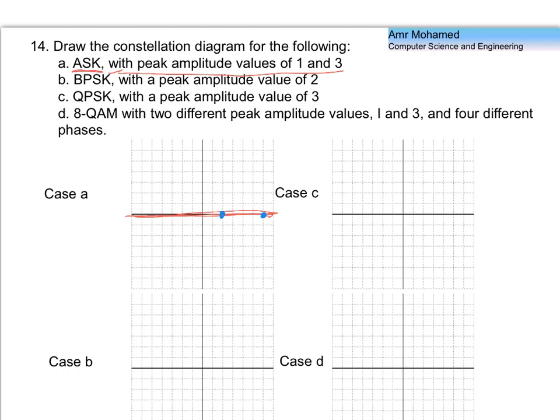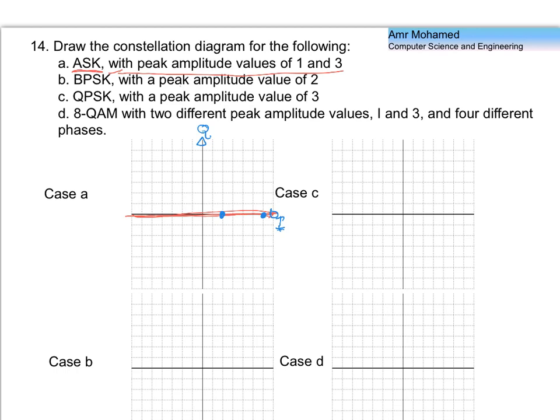So for binary PSK, we represent... You have a question? The y-axis is the Q. So this is I, and this is Q. And Q here talks about quadrature, or it gives us information about the phase of the sine wave that we use for data representation. The phase, okay? So for ASK, the phase of the sine wave is always zero, and that's why we stick ourselves to the I or to the X, okay?